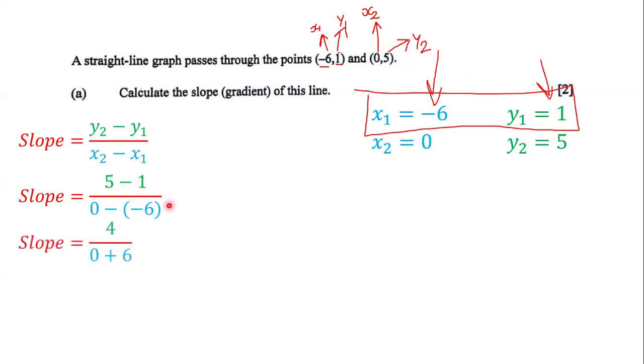And so we have 5 minus 1, and 5 minus 1 is 4. And we have 0, well, a negative times a negative is a positive, so it's going to be 0 plus 6. And so we have 4 over 6.